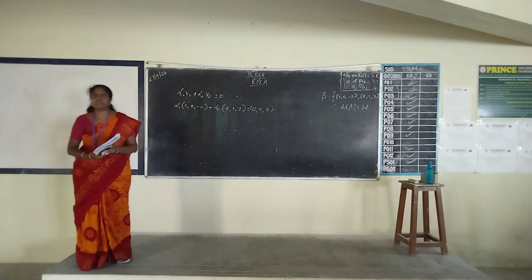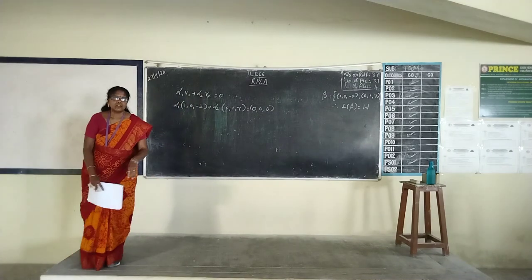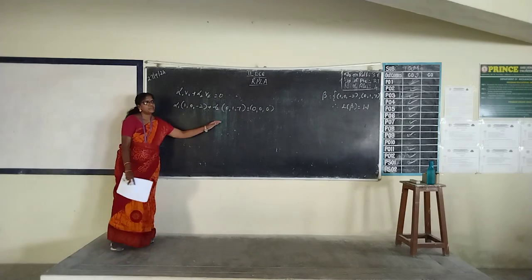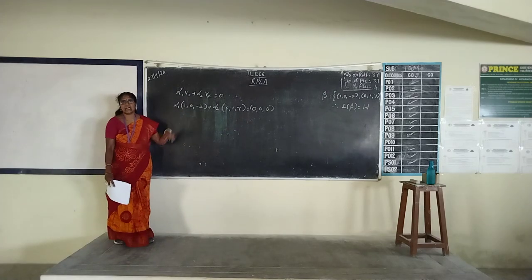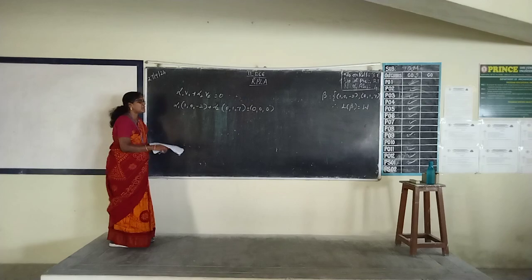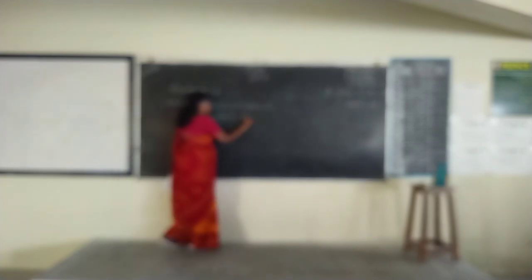How are we going to check it now? What do you have to do for this one? Multiply alpha and combine. If you multiply alpha and combine, what will you get? Alpha 1, alpha 2, minus 2 alpha 1 plus 7 alpha. This is equal to 0.